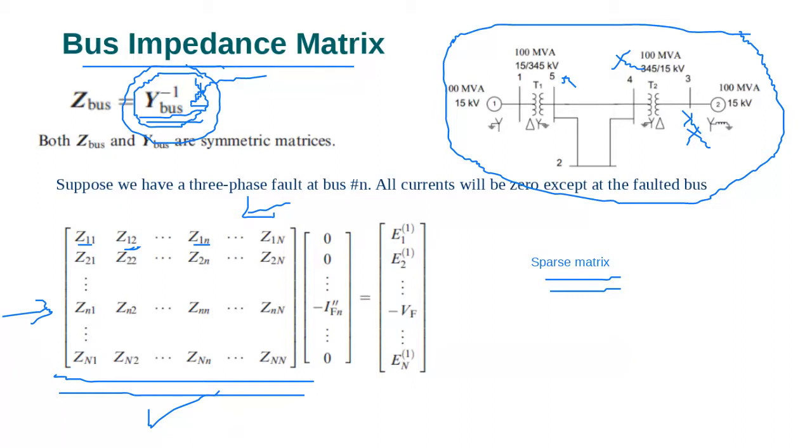So what we want from here is the Thevenin impedance. What is the Thevenin impedance? It is Z11, Z22, Z33, ZNN, capital N, capital N. This is an N-bus system. And Z11 is the impedance looking from bus 1. You see now how easily we can calculate the Thevenin impedance.